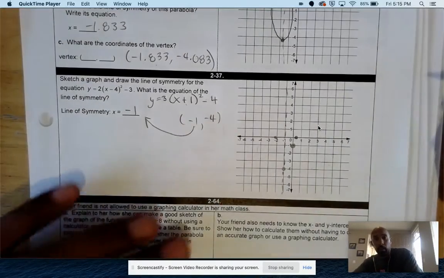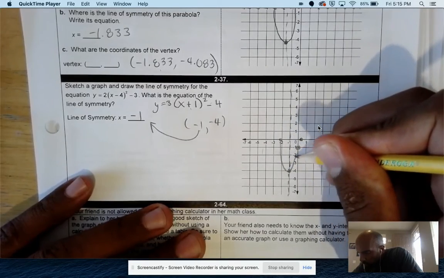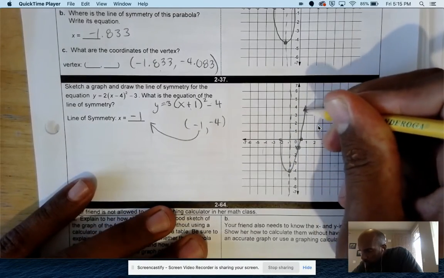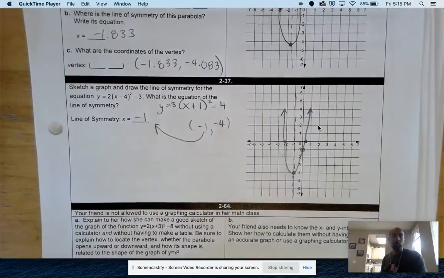Okay, so I've got all my critical points now, and I can just draw my nice U. And again, I want all those intercepts, x and y, and then my vertex, and then I can complete my graph.